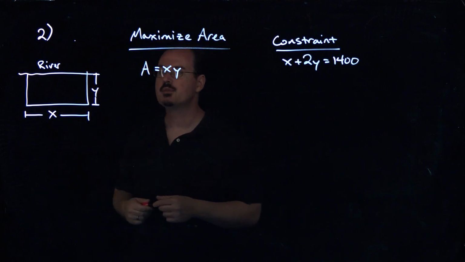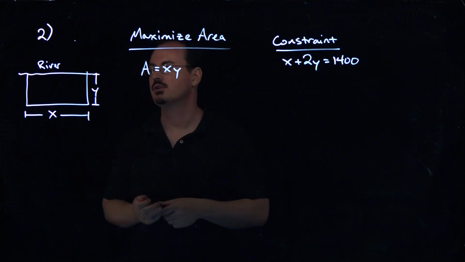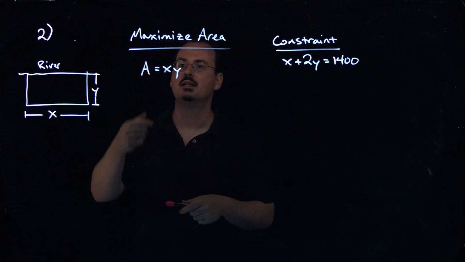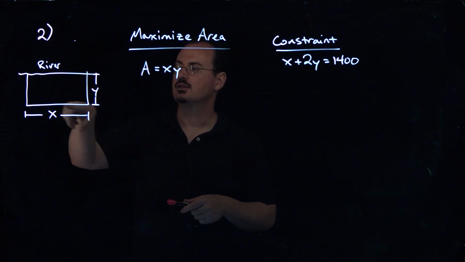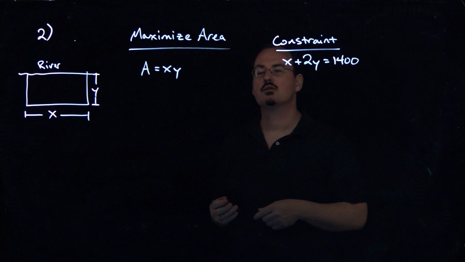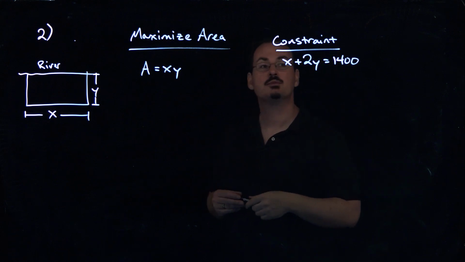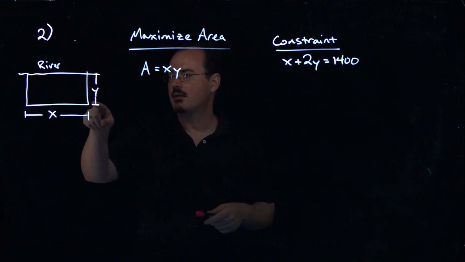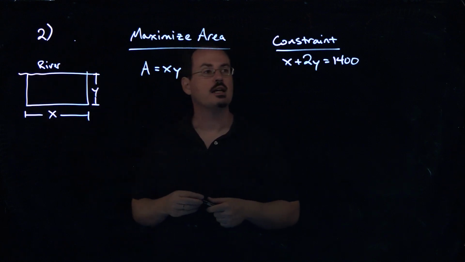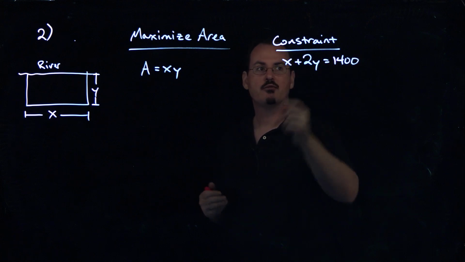So again, as usual with optimization problems, we want to identify what we're trying to optimize, in this case maximize. It's the area, so it's just a rectangle, its area is x times y. We do have a constraint, that is that the total amount of fencing is 1,400 meters. Well, that means if I take that plus that plus that and add them all together, it has to be 1,400. So there's two y's and one x. If I add them up, I get 1,400.